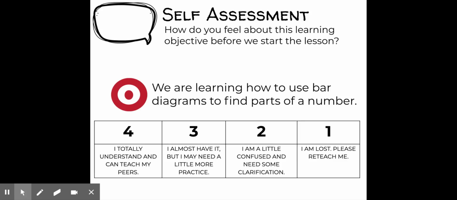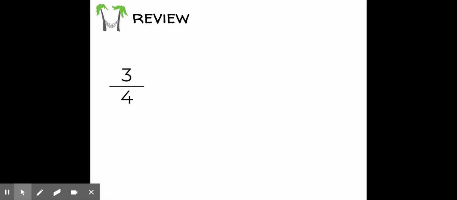I want you right now to think about how this objective relates to your own learning. How do you feel about this before we start? Are you a level 4, 3, 2, or 1? You can write that down and see if it changes by the end of the lesson. And it's okay if you're unsure what we're talking about, because we're going to go through this together, and hopefully by the end you'll increase in your self-assessment.